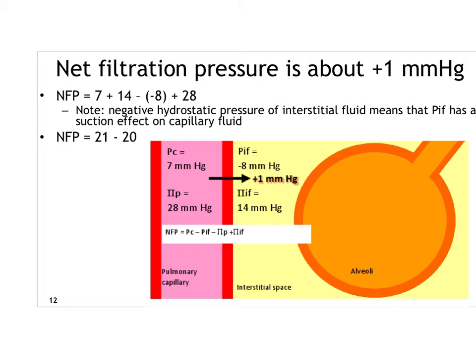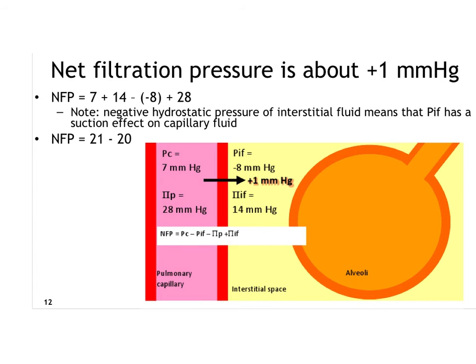Okay, when we look at this, this is going to be a little confusing in the way that they calculate this out, so don't get too caught up within this, but the thing that you need to remember is the end result of this, and that in essence is this, that the net filtration pressure is about a +1 millimeter of mercury. Well, how did I get to a +1 within this?